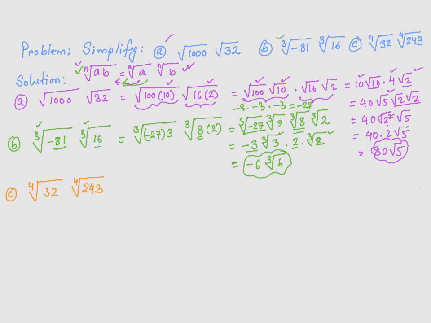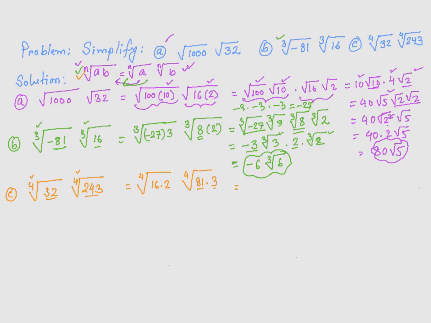Now let's do part C. Here I am taking the fourth root, so I need to take out the number that has a power of 4, and the largest such factor out of 32 is going to be 16, which is 2 to the power 4. So I'm going to rewrite it as fourth root of 16 times 2, and fourth root of now 243. The largest number that I could factor out that's going to be a power of 4 is going to be 81, of course with integer base and integer power, times 3. 3 to the power 4 is 81. 81 times 3 is 243.